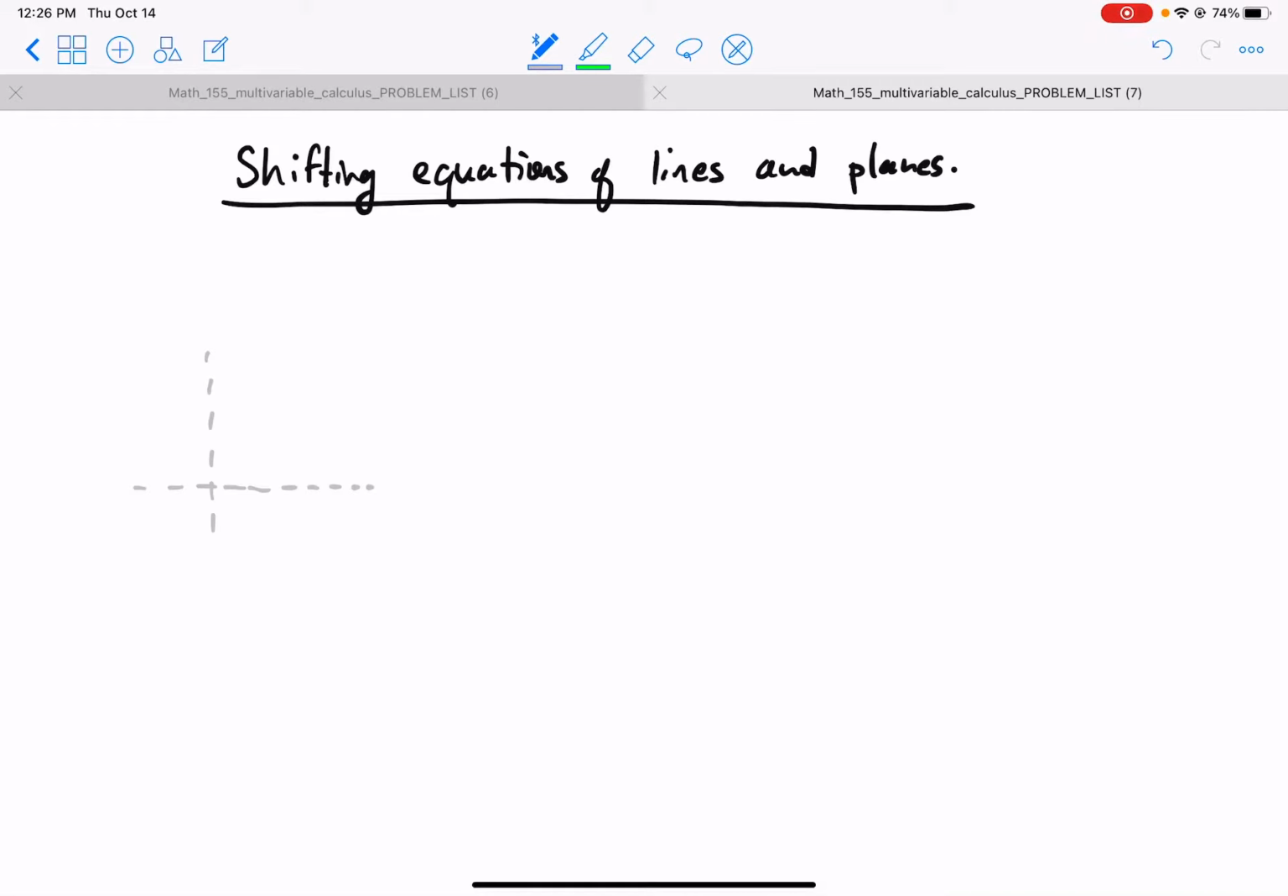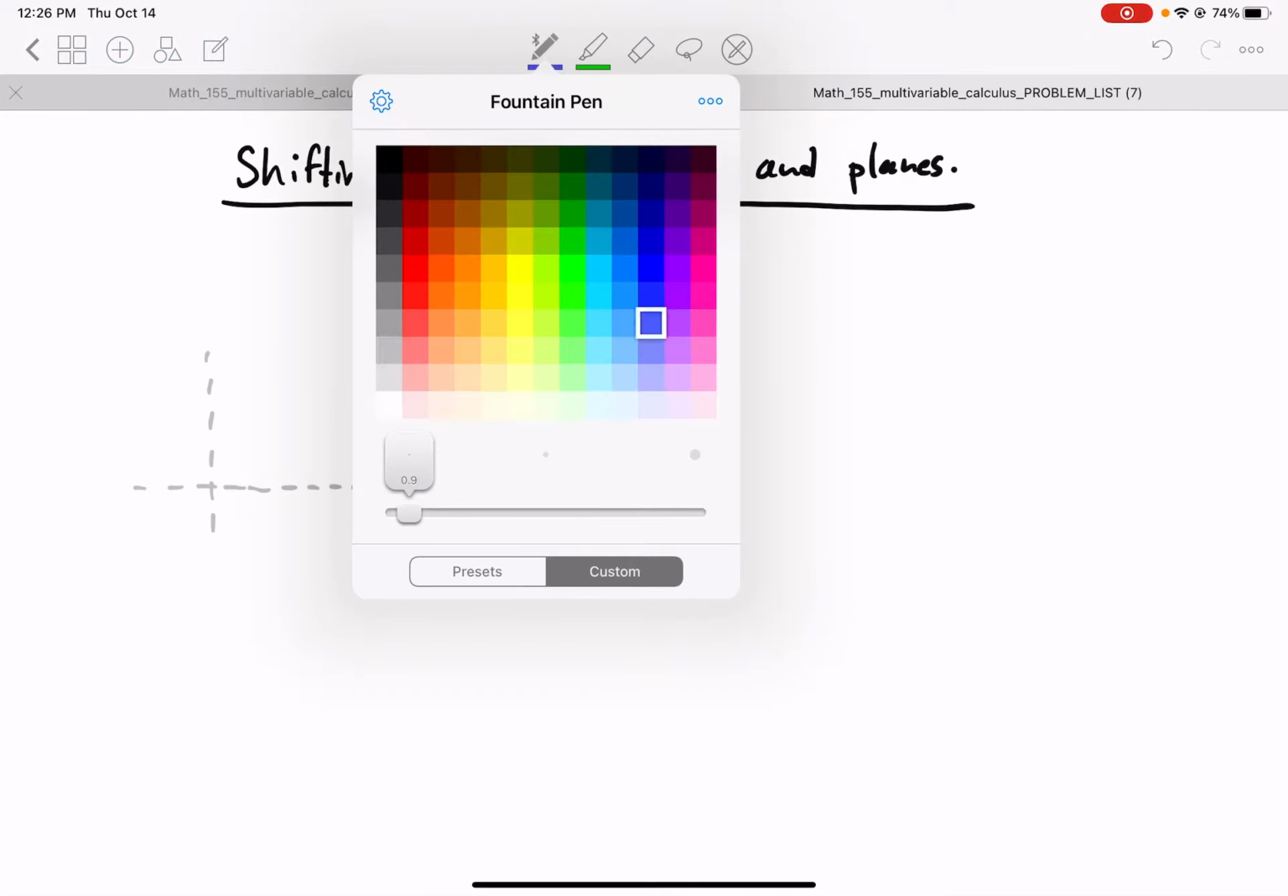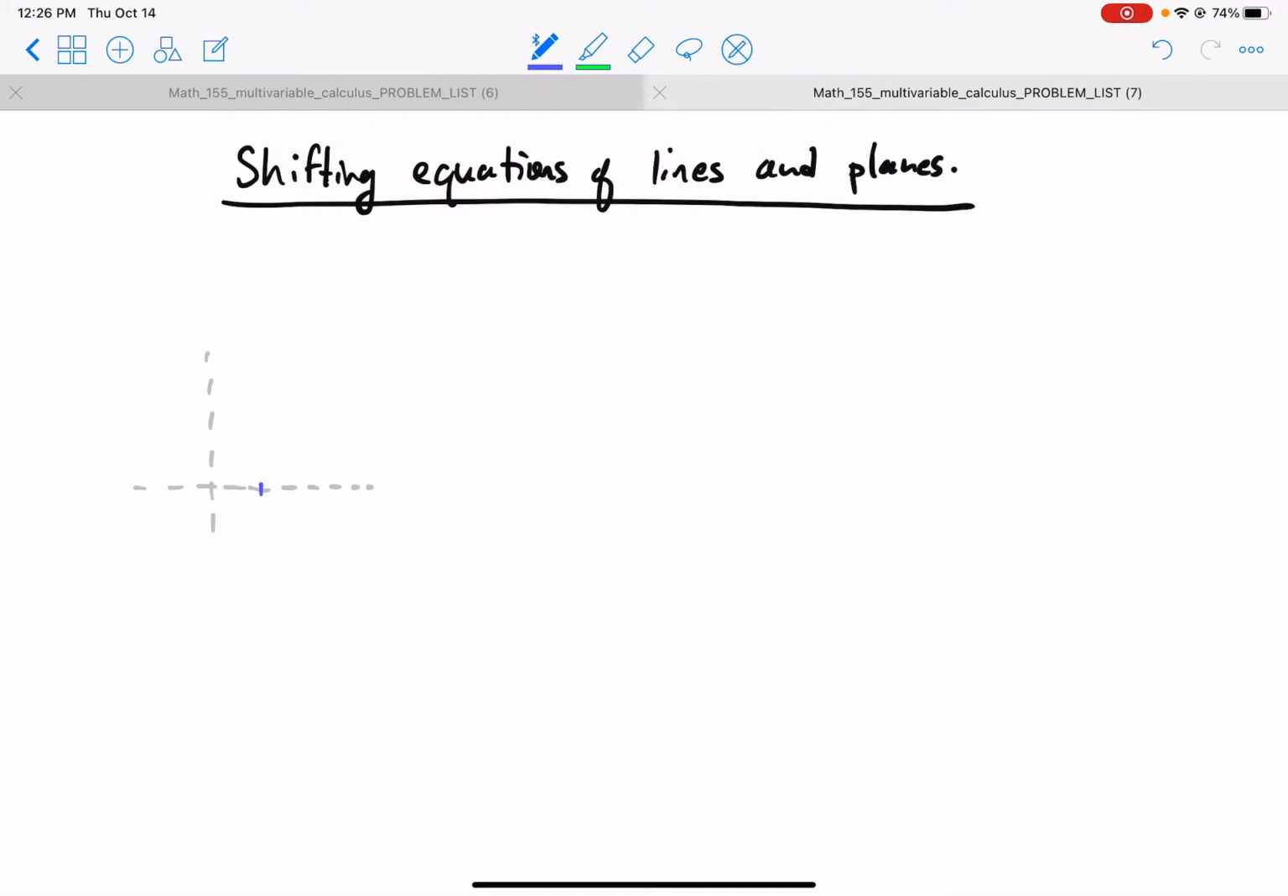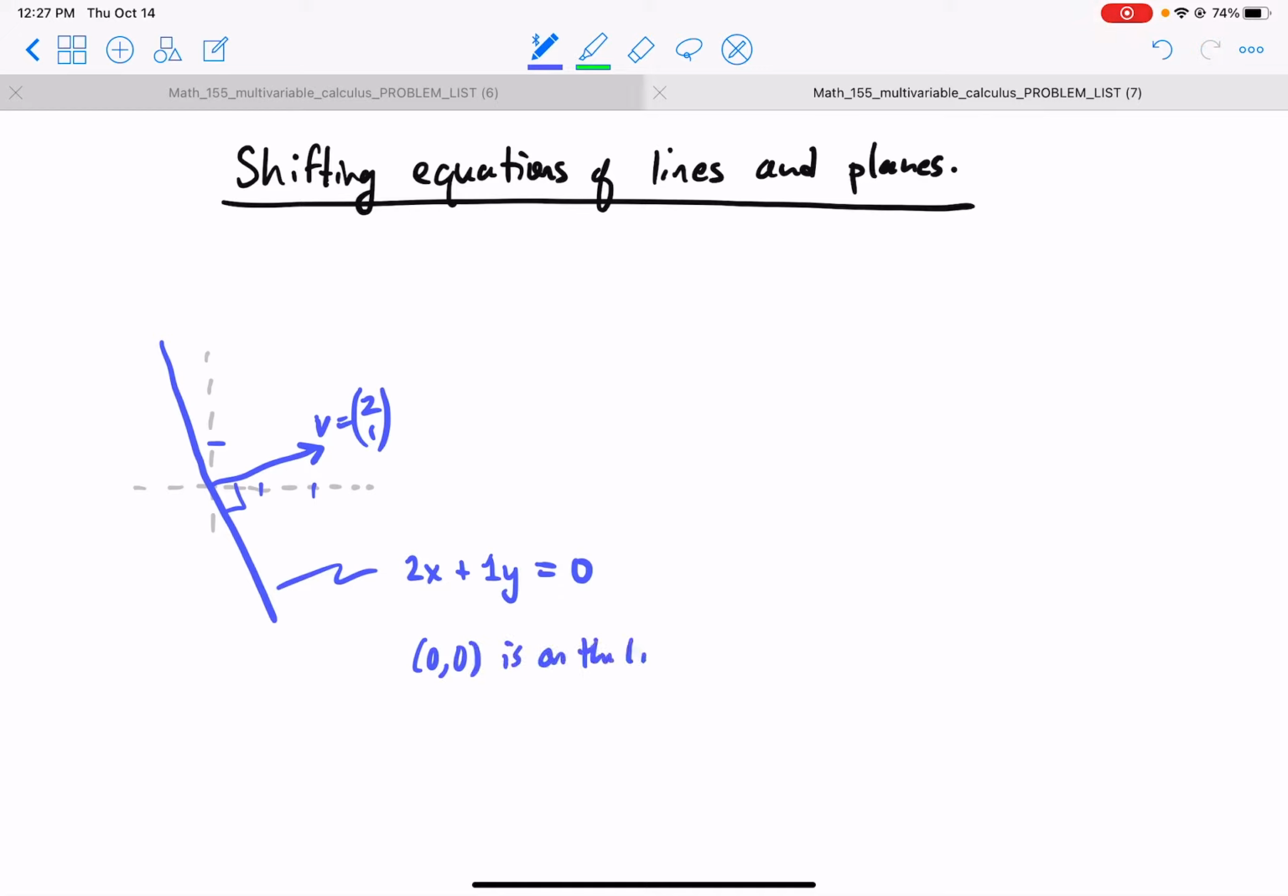So how do we shift equations of lines and planes? Let's say we had the vector (2, 1). And this vector actually defines the line that is 90 degrees with it. And so this line here is actually 2x + 1y = 0. And you see that the line passes through the origin. That means that the point (0, 0) is on the line.